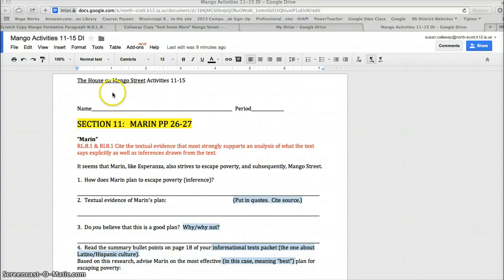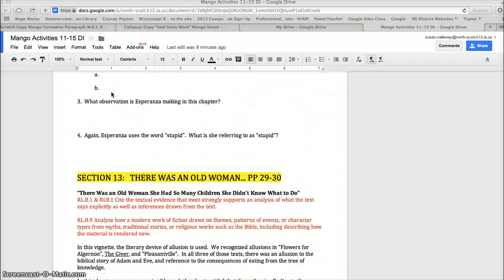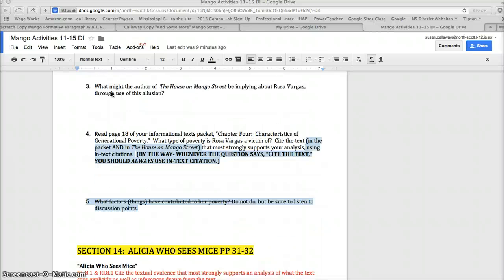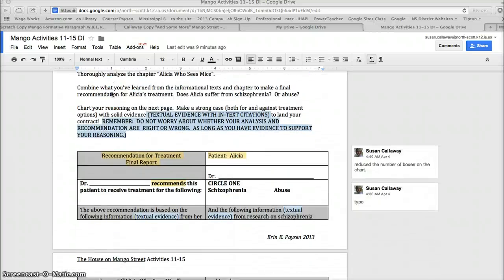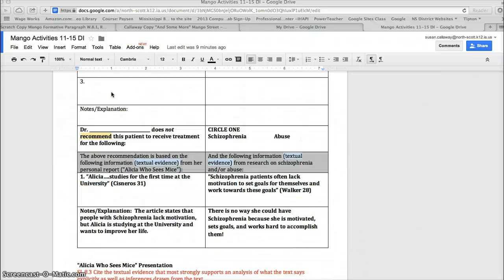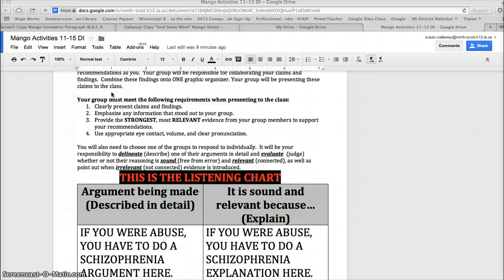All right. What you did last night for homework was you did Mango activities 11 through 15 DI, and you didn't do section 11 or 12 or 13, or you did section 14. And you already had the table filled out for your argument, but what you had to do last night is the listening chart. Your table does not have "this is the listening chart" on it. I just did that for clarity on this document.